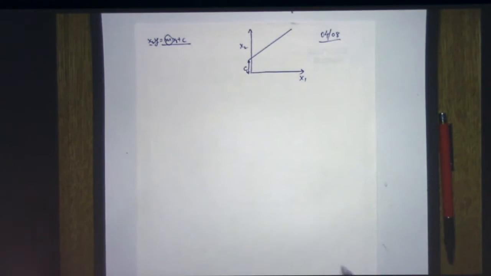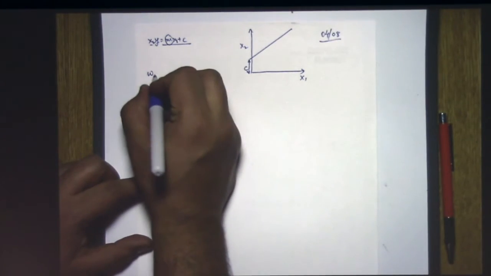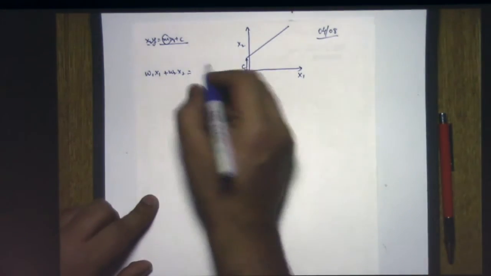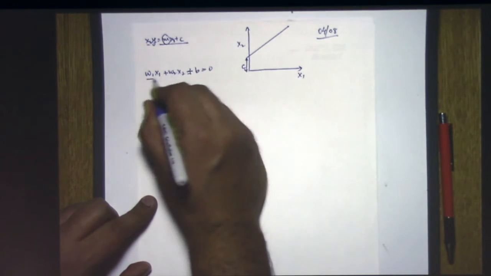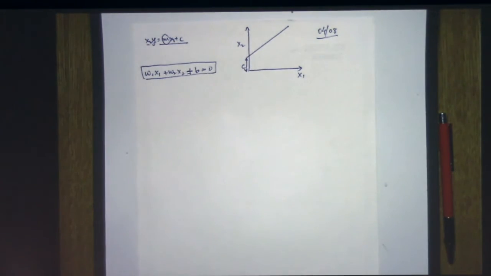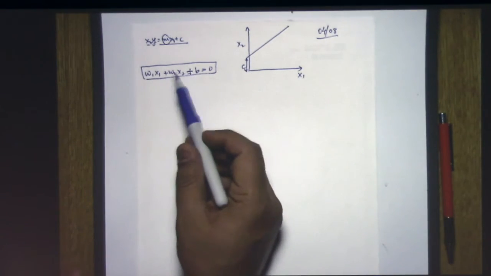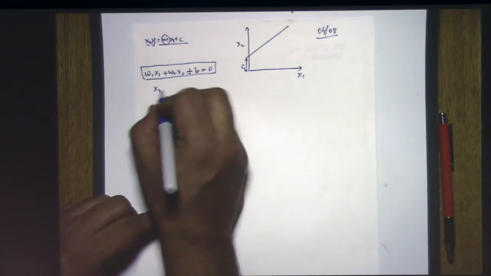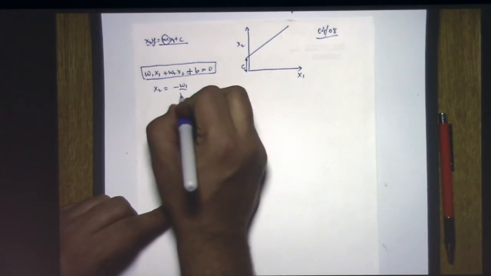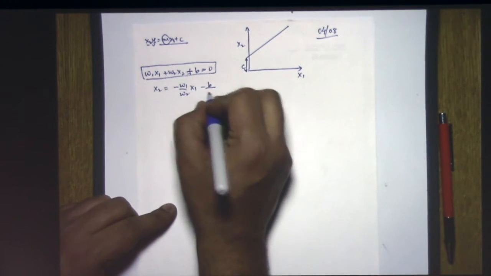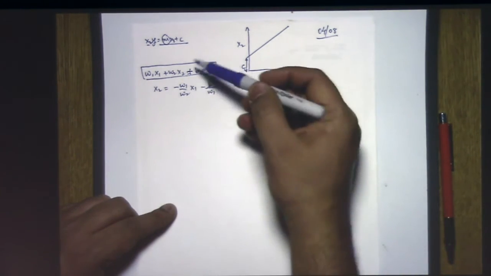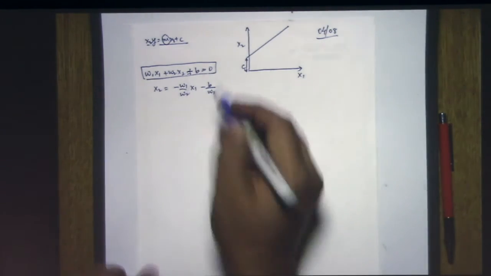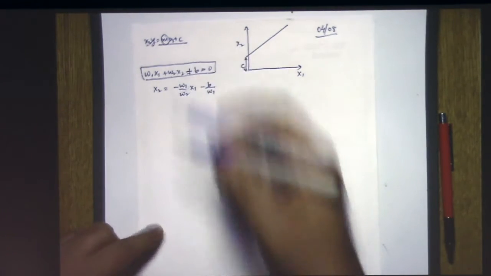However, you can also express the equation of the line like this: w1 x1 plus w2 x2 plus b equal to 0. So this is also a valid equation of a line, all right? And of course then you can rearrange terms, and you can say x2 is minus w1 over w2 x1 minus b over w2, right? Which means that this is the slope and this is the intercept, or negative of that is the intercept. So that is just an equivalence between these two representations.